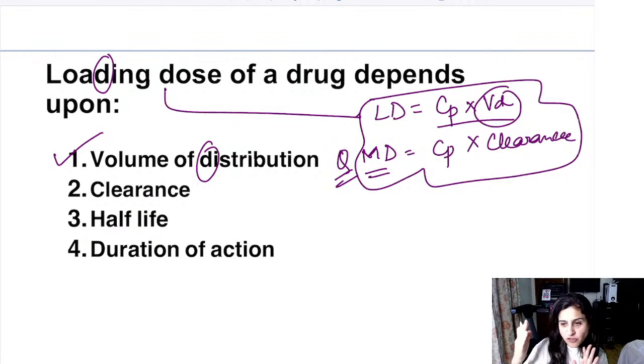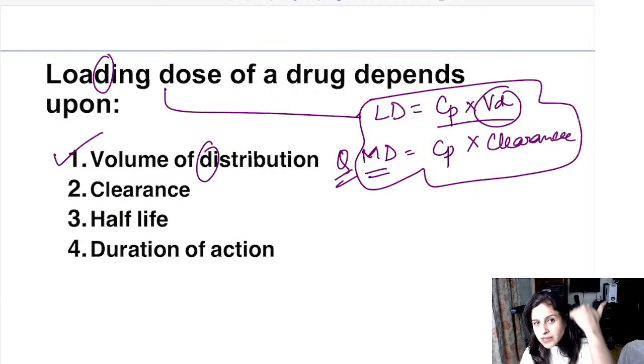You cannot wait for 4 to 5 days to bring down that high grade fever in the patient. So what you do is you give those doses together. You give a large amount of dose so that that steady state concentration or that therapeutic concentration is achieved quickly. It is achieved quickly because you want to bring down that fever as soon as possible.